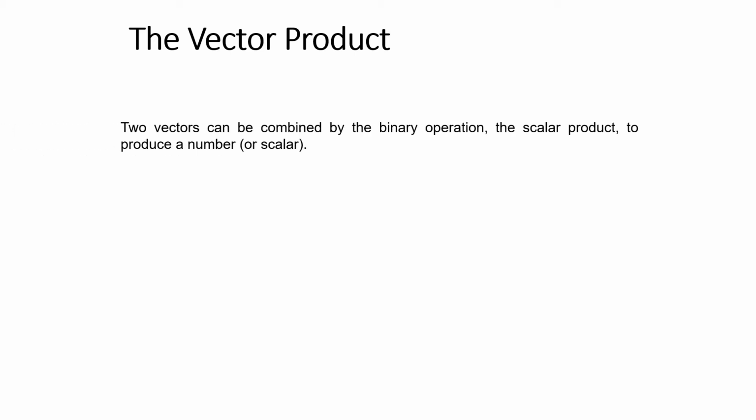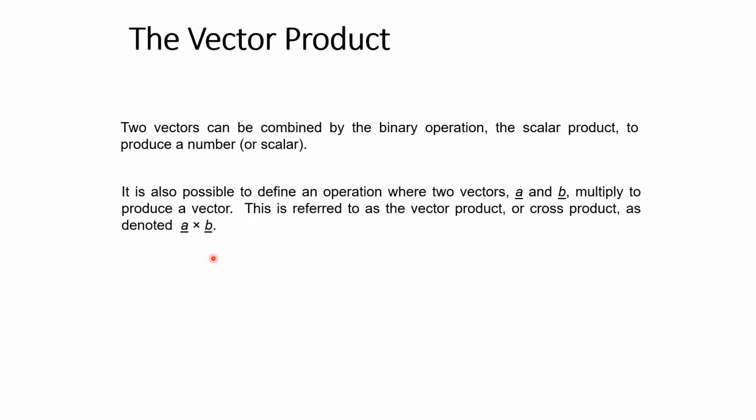The vector product. So far we have learned about the scalar product, right? When you dot product or scalar product two vectors, the resultant is a number, which is known as a scalar because it doesn't have direction. So A dot B will produce a number, or a scalar, right? Next, we will look at the cross product.